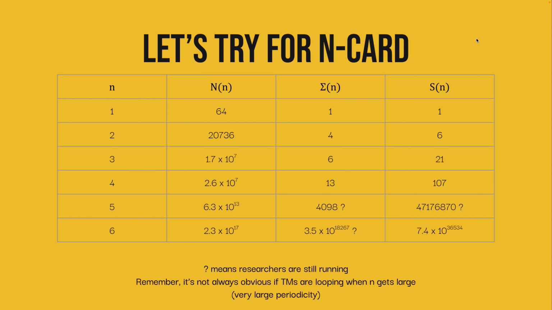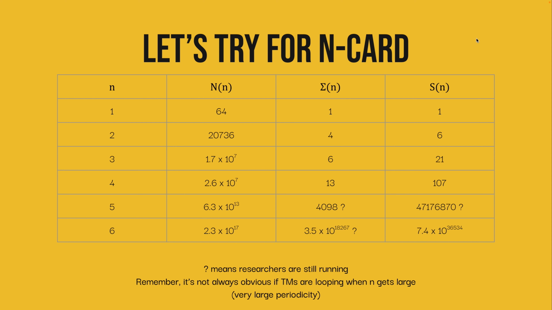That's just for N(n). Now, you might be wondering what happens to Σ(n)? Well, Σ(n) equals 1 for n equals 1. That grows to 4, then 6, then 13, then maybe 4098. I'll explain that later. And then 3.5 times 10 to the 18,267. That is a mind-blowing number. Now, you might be wondering what that question mark means. The question mark means that we actually have not found a concrete answer for that value of n.